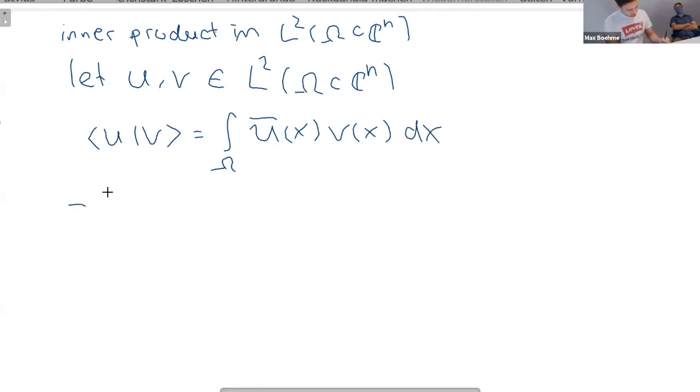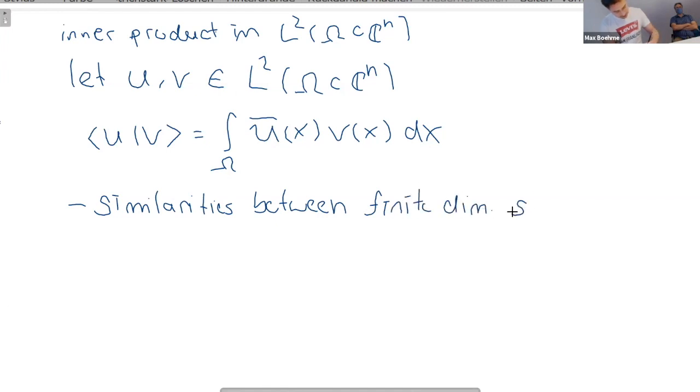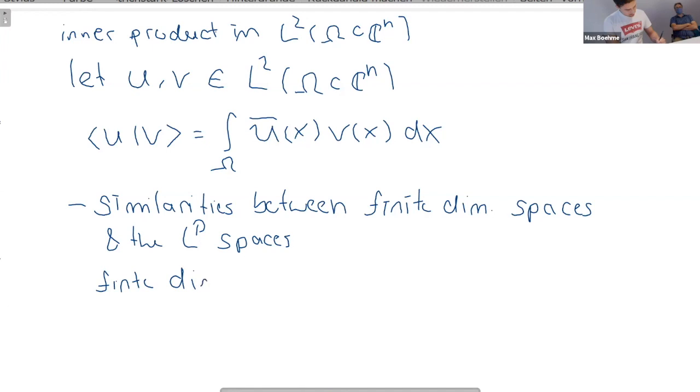And we saw that there are striking similarities between finite dimensional spaces and the Lp spaces. For instance, in finite dimensions, we have linear mappings called matrices. And in our Lp spaces, the same thing that corresponds to it is a linear operator.